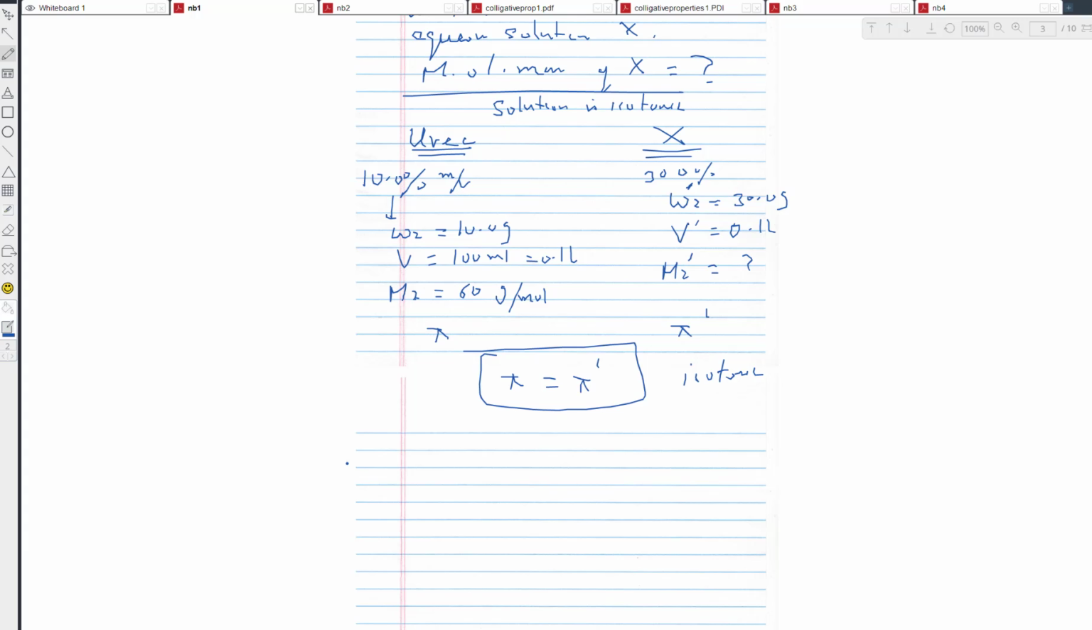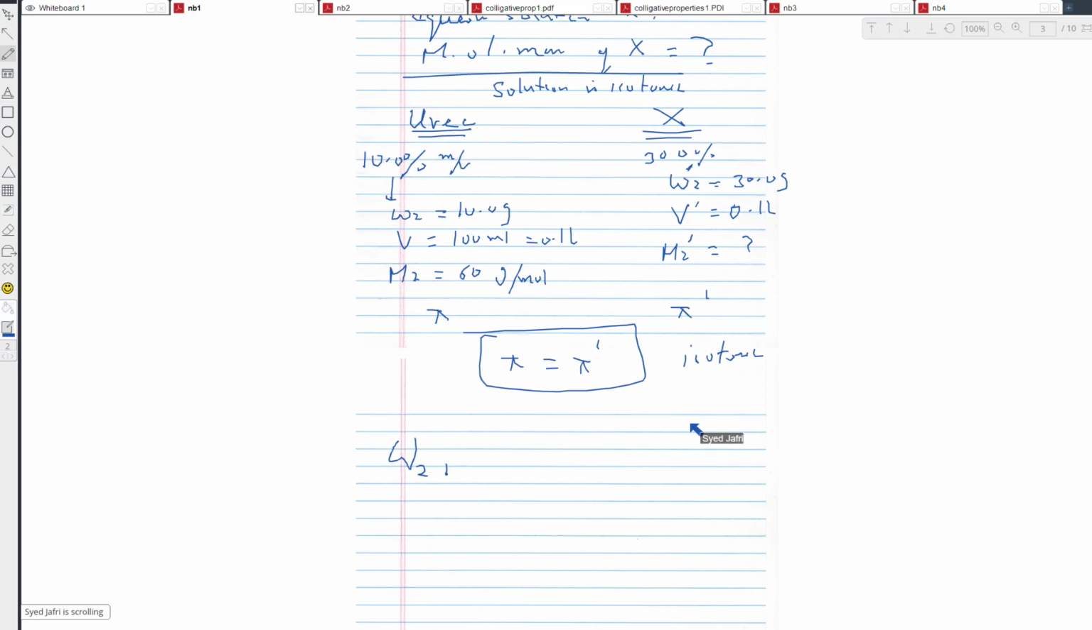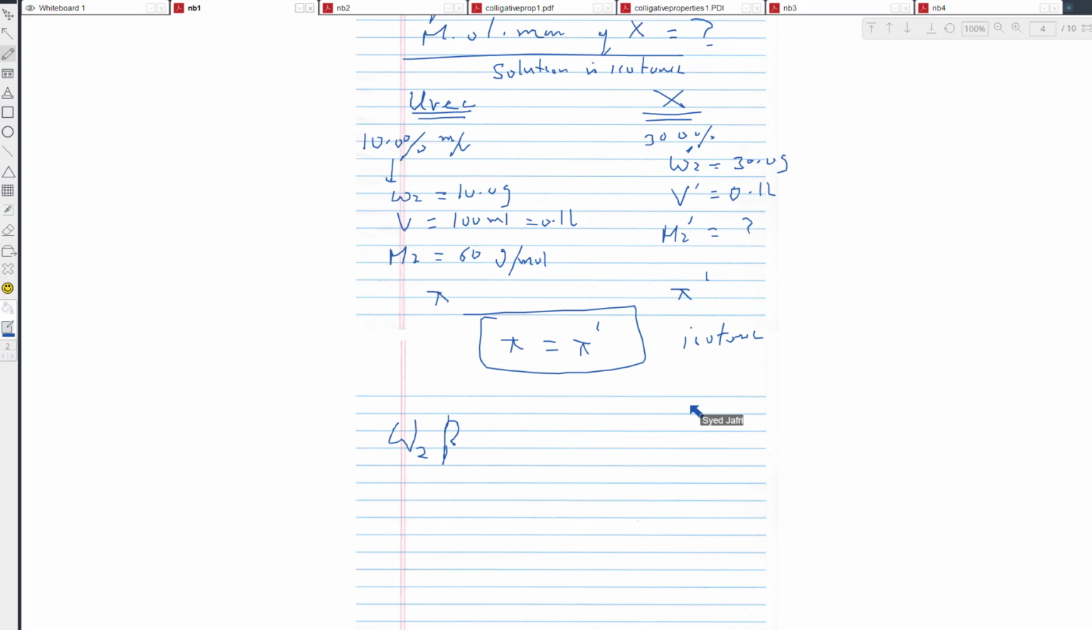Okay, let's see. I'm going to use the pen and write here. If that is equal to that, I'm writing this because the solution is isotonic, so both have the same osmotic pressure. I'm writing this generally right here. W2 RT over M2 V should equal W2 prime RT over M2 prime V prime. Now let me just think for a moment.